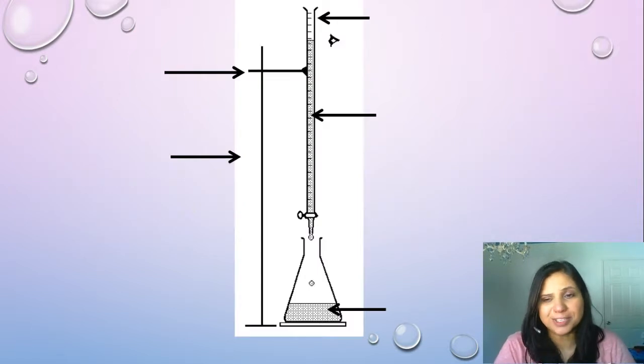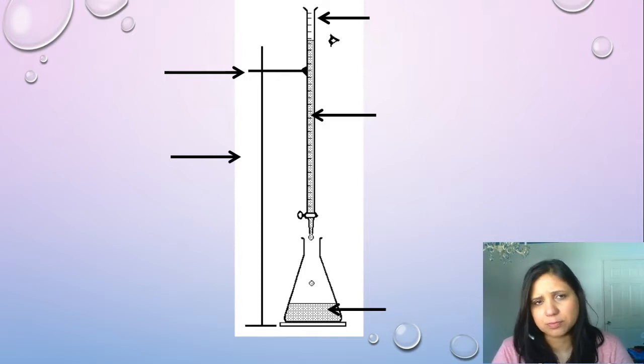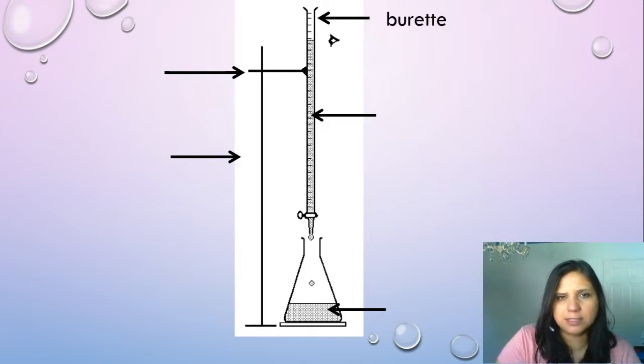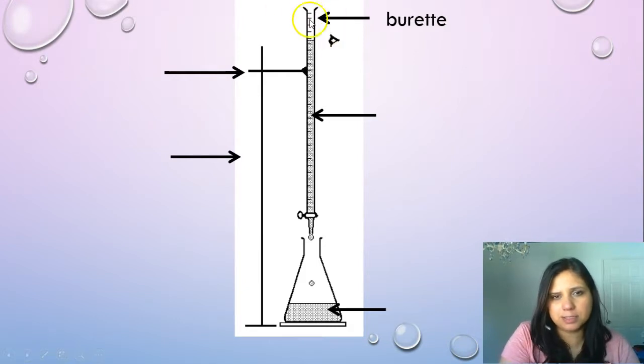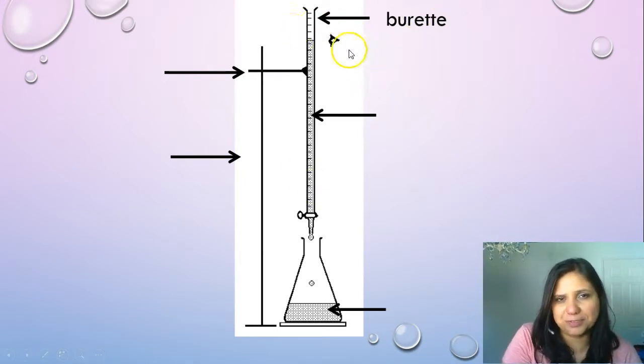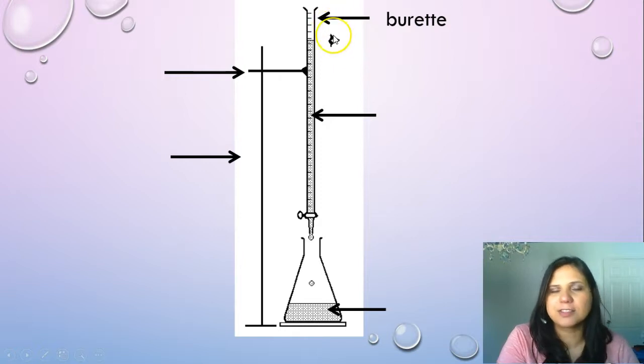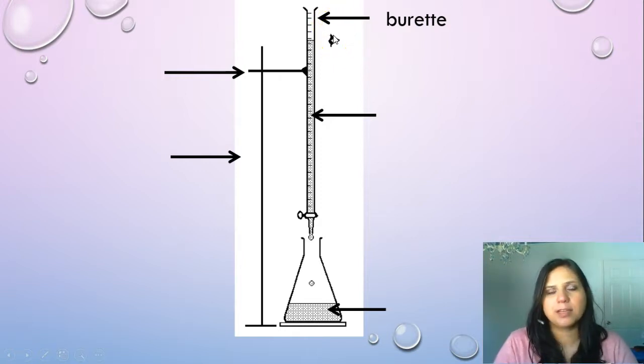All right, so here's our basic setup for titration, something you may or may not have seen in lab before. This thing right here, this long skinny tube, is called a burette. We read a burette at eye level. That's why you see this picture of an eye right here. It's not just some strange mistake. It's eye level. So you read it at eye level.